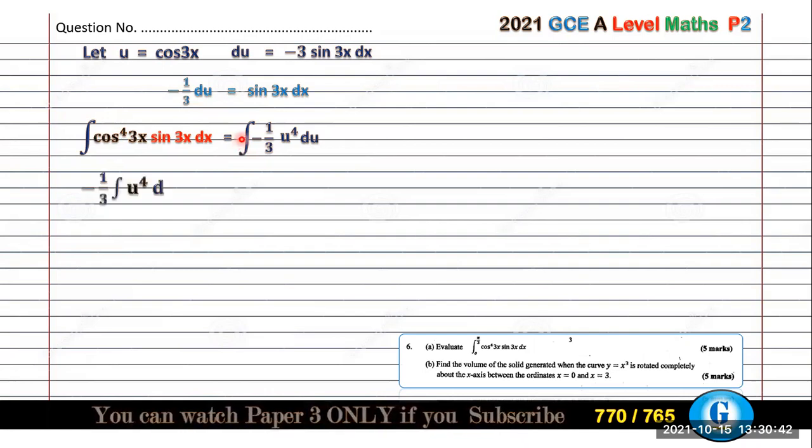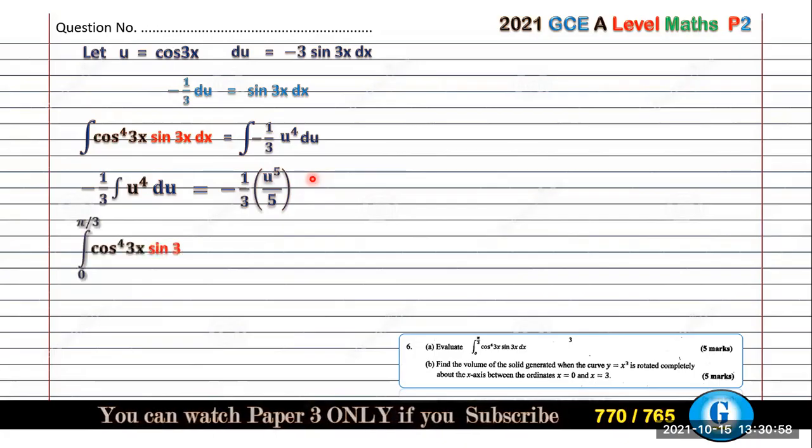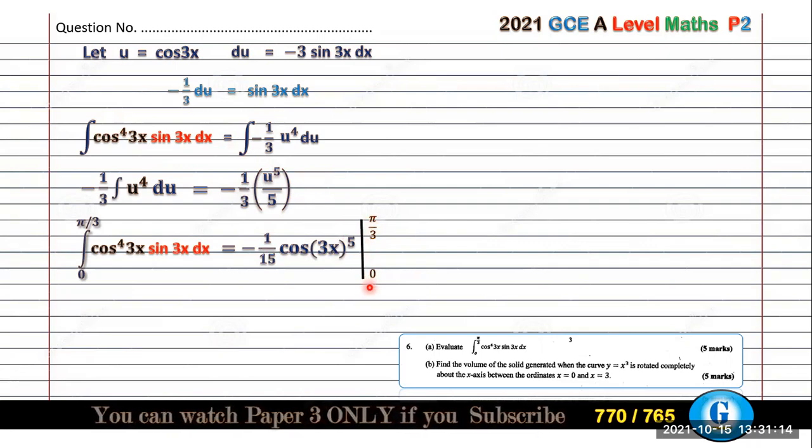So we integrate this now. We will have minus 1 over 3 u to the power 5 on 5 plus a constant. I'm not going to put a constant because this is definite integration. So this integral now will be minus 1 on 15 cos 3x to the power 5 from 0 to pi on 3. These are the limits of integration. So when you integrate that, that's what you are going to have.